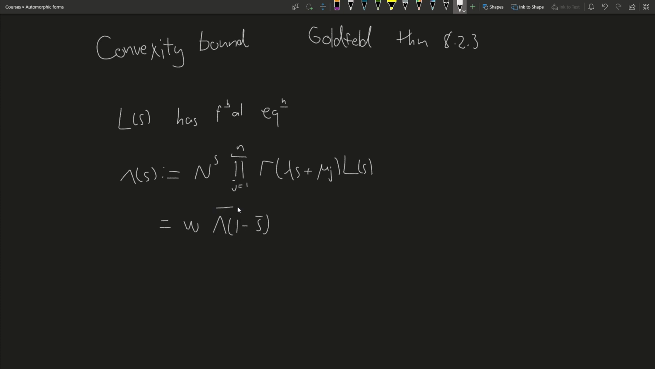Goldfeld writes it this way, so I will too. And here w is the root number, which has absolute value 1. So we're assuming that L has this functional equation, and here the lambdas have to be positive, etc. You can get an exact statement for what all these things are in Goldfeld's book.